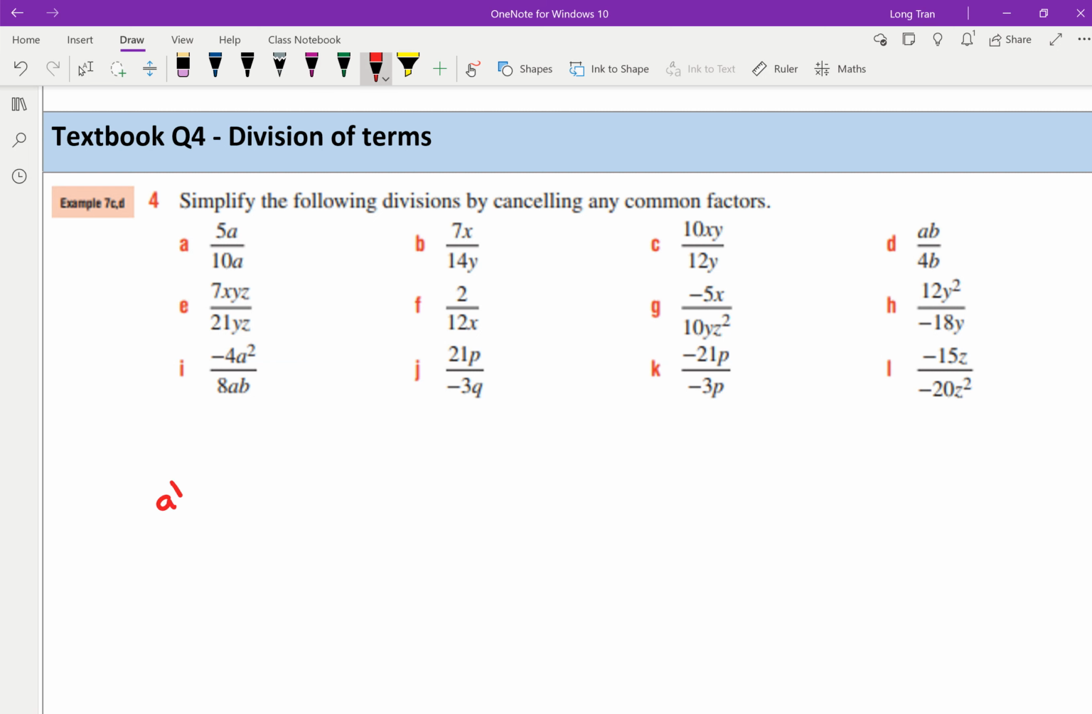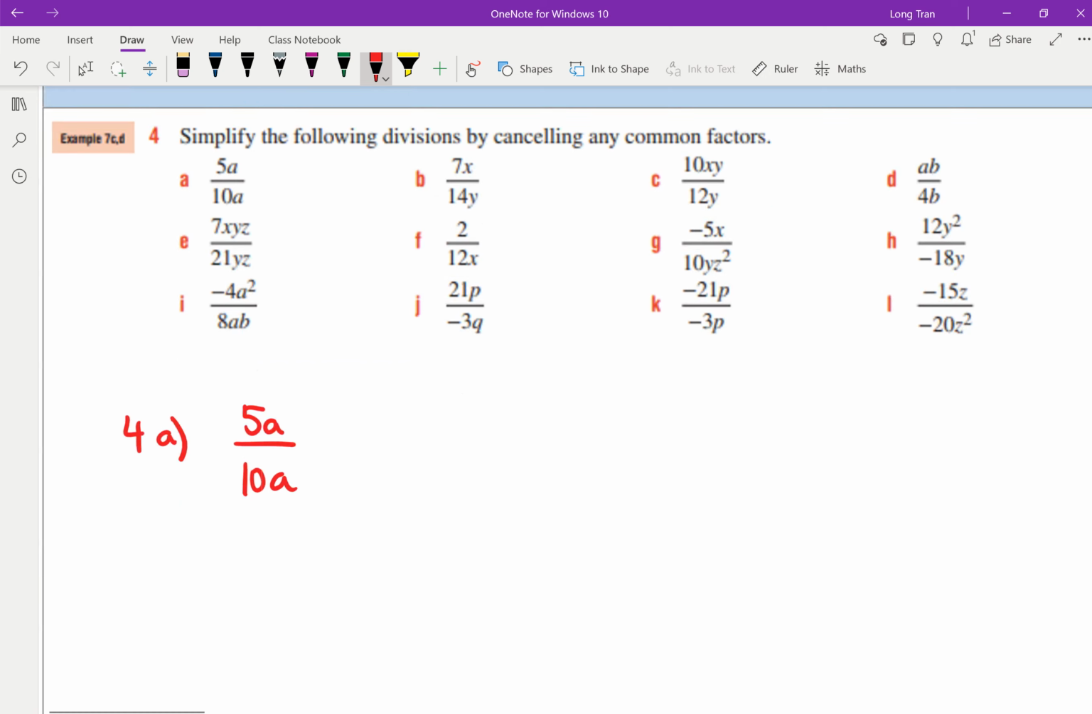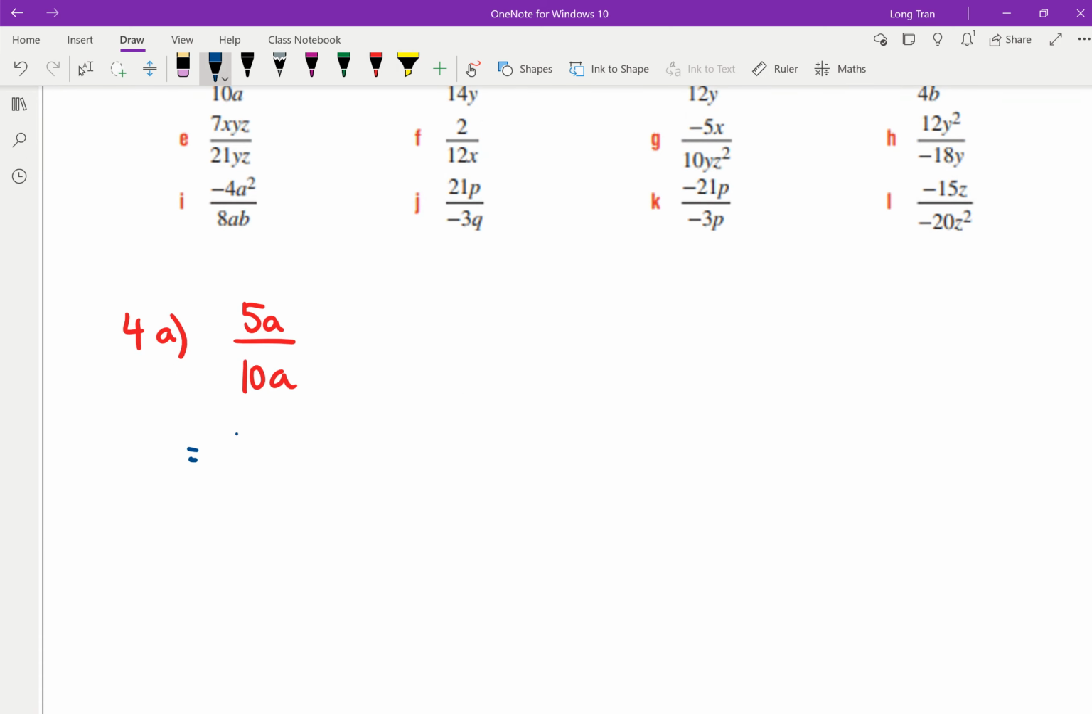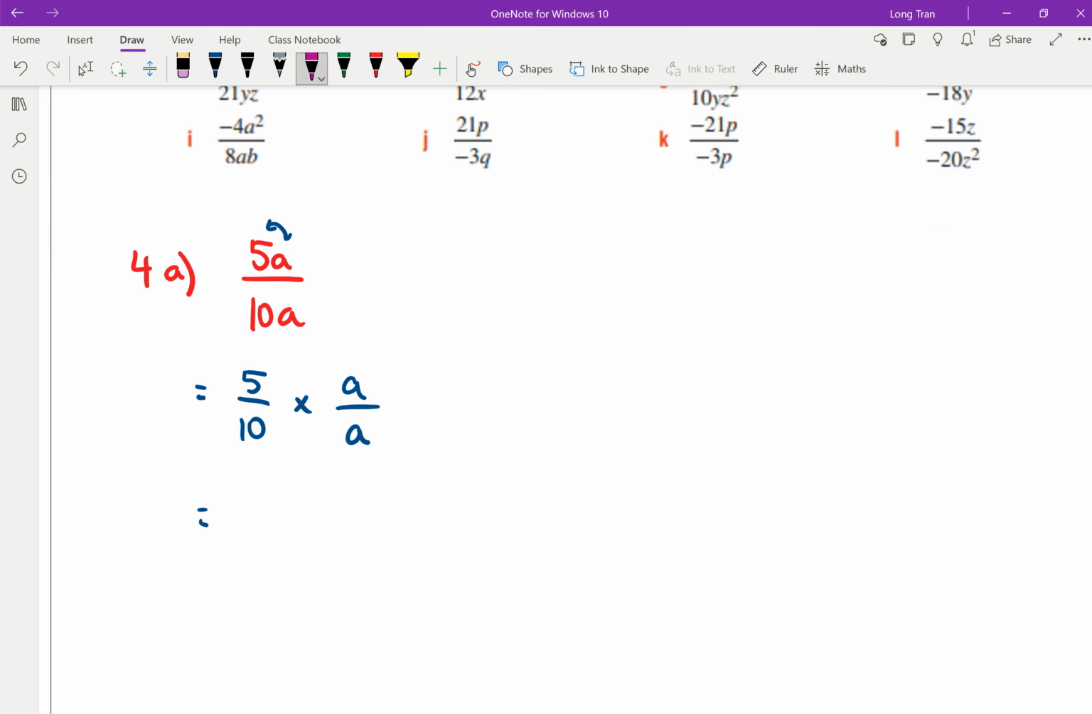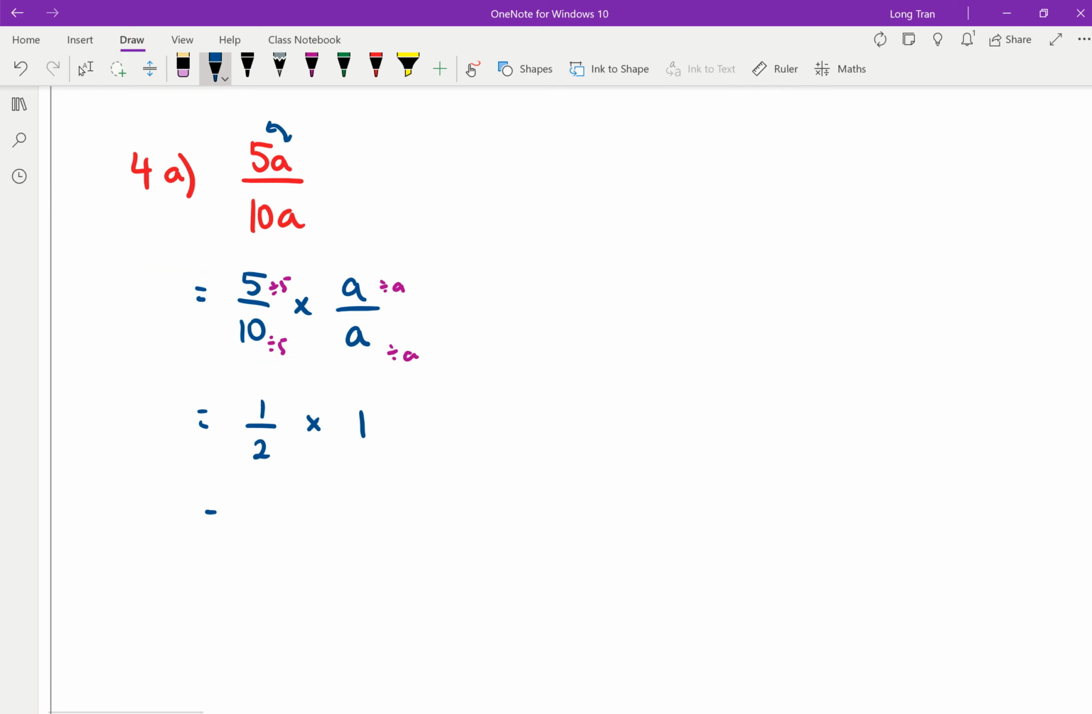A, you have 5a over 10a. The long method is you're going to split it up into 5 over 10 times a over a. We can simplify this now because numerator was 5a means 5 times a, so that's what I've done. I'll split up the fraction, and then 10a just means 10 times a on the denominator. Now we're going to simplify the fraction here. We know that 5 goes into 5 once and 5 goes into 10 twice, so 5 tenths is the same as half, multiplied to a divided by a. Remember, that is equivalent to 1. Okay, and so that gives you the answer of half.